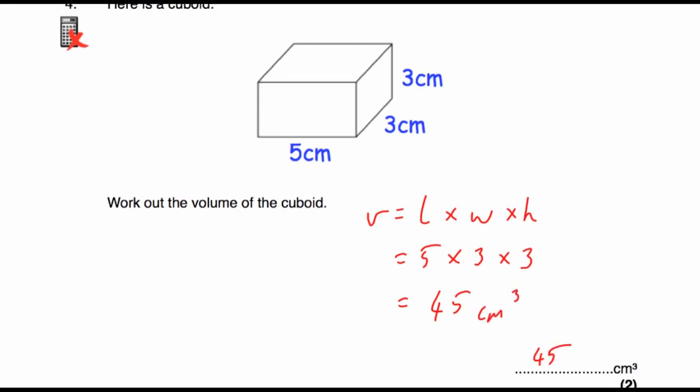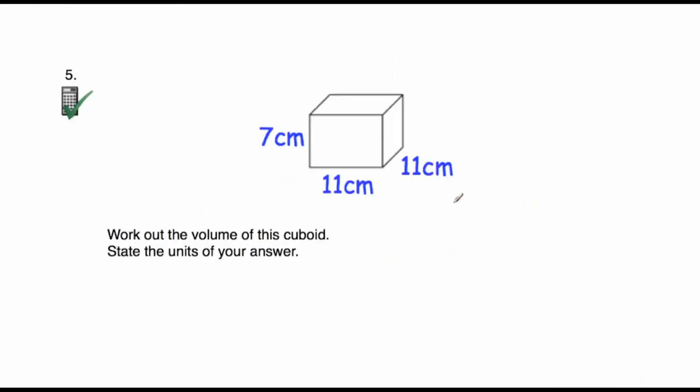Okay, so that's question number four. Let's have a look at question number five. So here's question number five, and we've got this cuboid, and we've been asked to work out the volume of this cuboid. State the units of your answer.